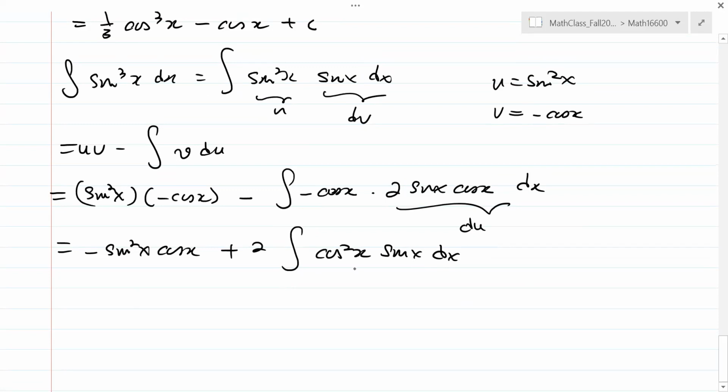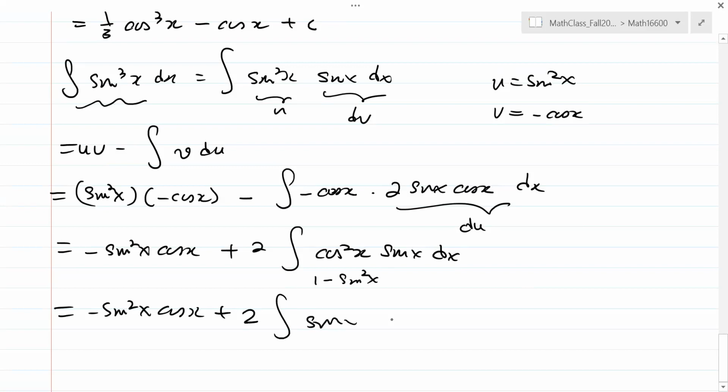You see, you began with sine cube x, and if you end up with sine cube x, it's okay. You can solve for sine cube x. So you can use one minus sine square x for cosine square x, okay? Yeah, let's do this. So you will get the integral of one times sine x minus sine cube x dx.